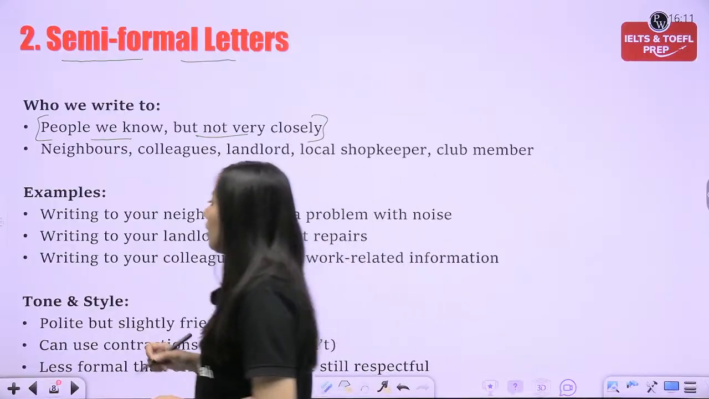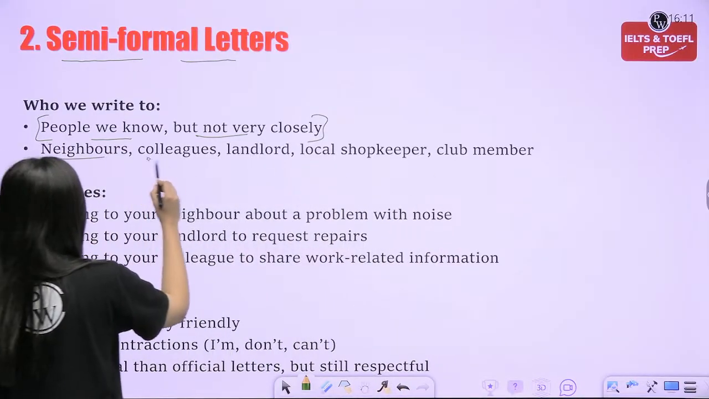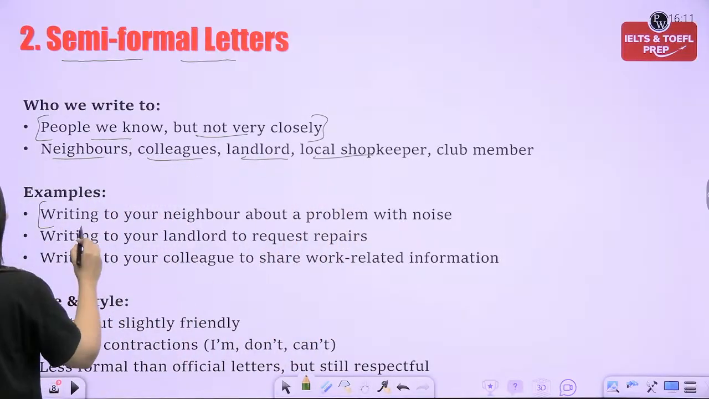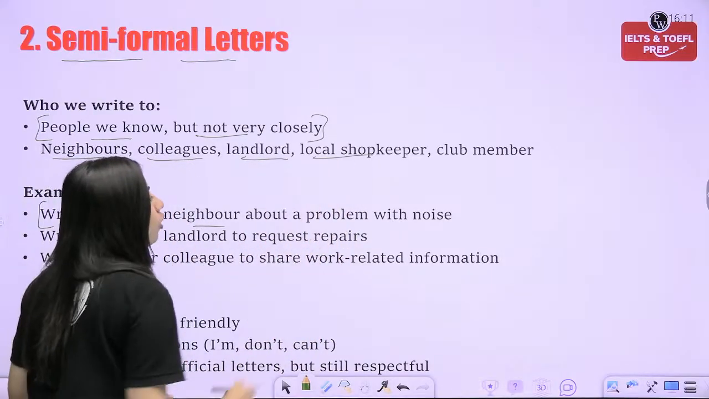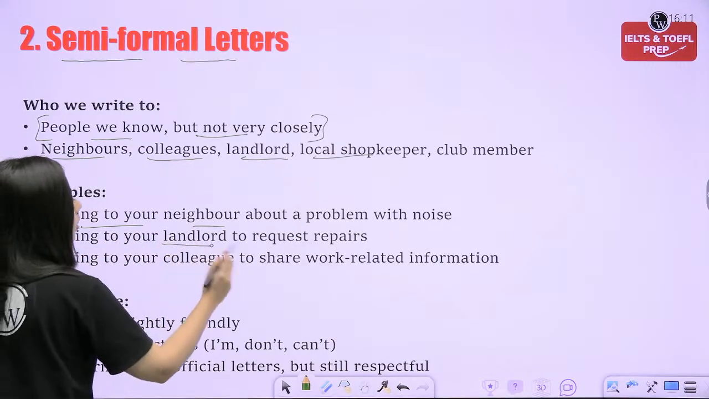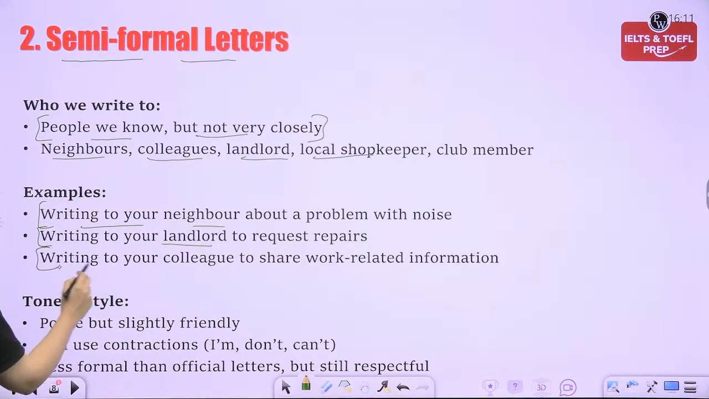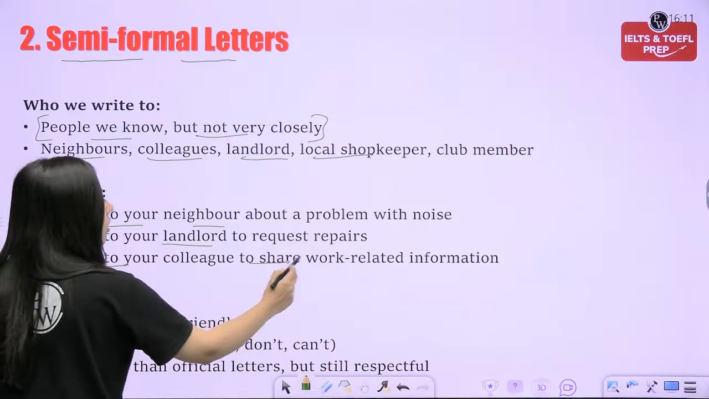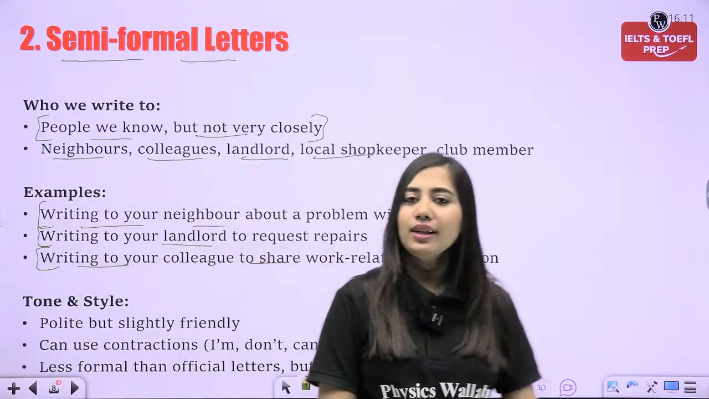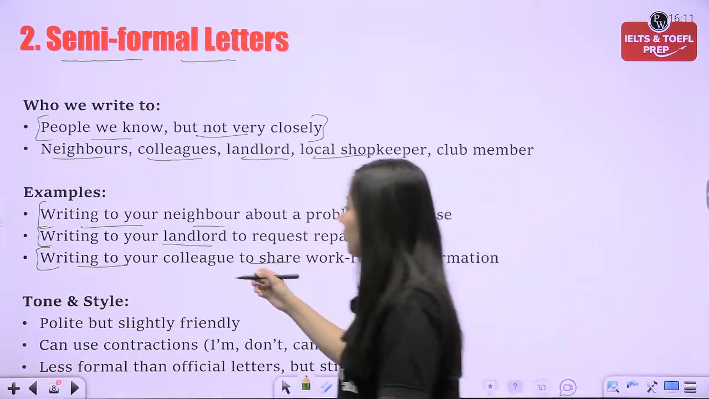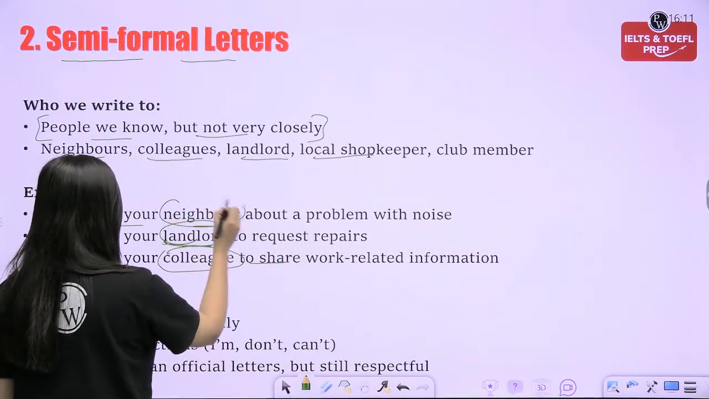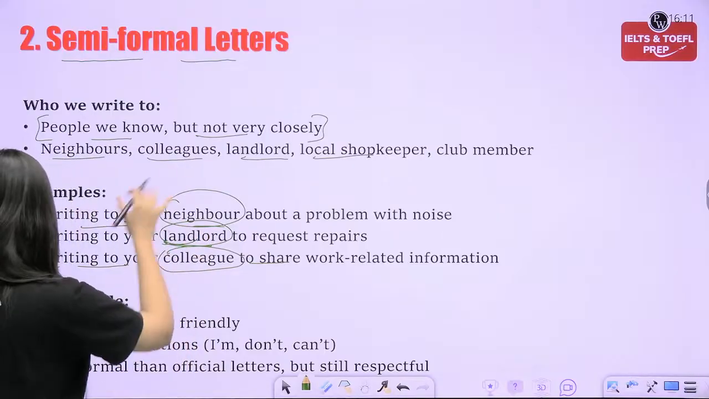Understood? Now let's suppose your neighbors, your colleagues, landlord, local shopkeeper, club member. Writing to your neighbor about a problem with noise comes under semi-formal. Writing to your landlord to request repairs. Writing to your colleague to share work-related info. That's how you get it. Clear? You're writing to your colleague, your landlord, your neighbor. They all come under semi-formal.